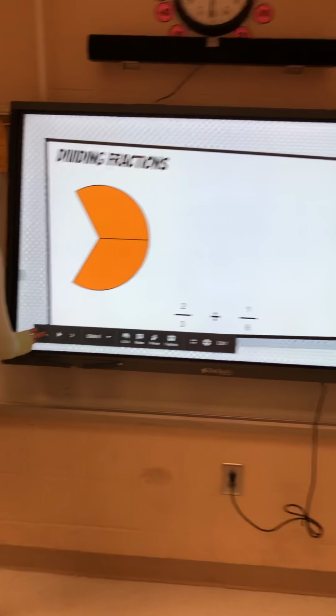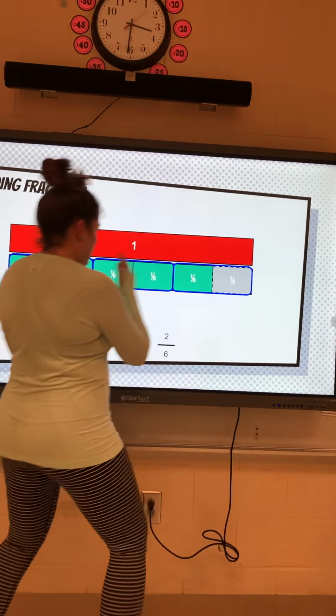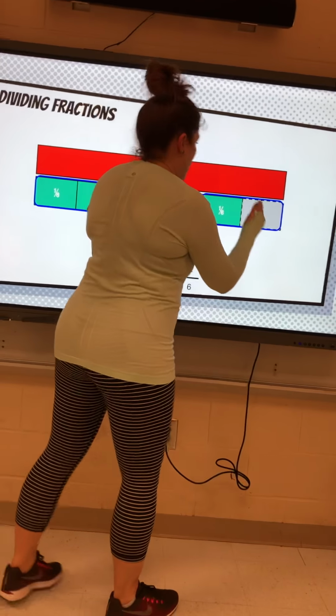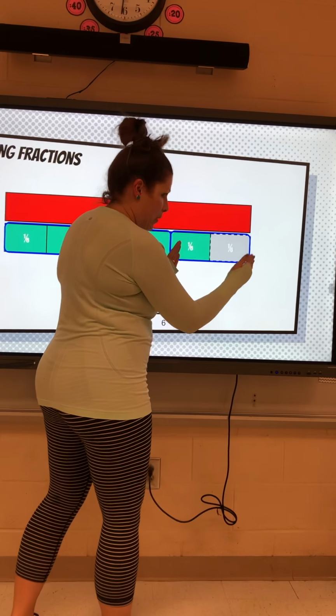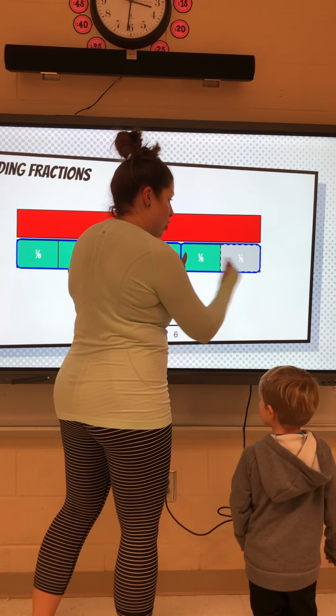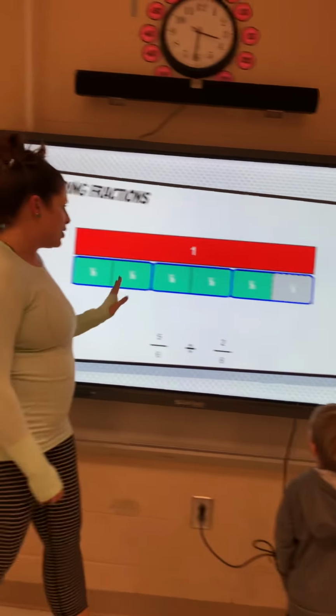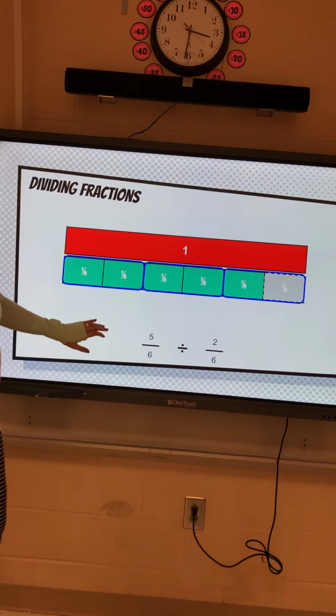So I've got 2. Oh gosh, I went forward too far. So I've got 2 here, 1, 2, but I don't have a third, but I want a third. So I need to look at what I do have of this last piece. And what I do have of this last piece is half. I have half of the last piece. So my answer is 2 1/2.